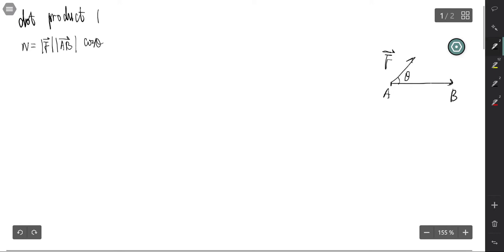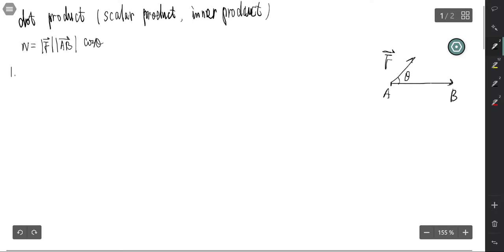The dot product, also called the scalar product, or inner product, because its result is a scalar.